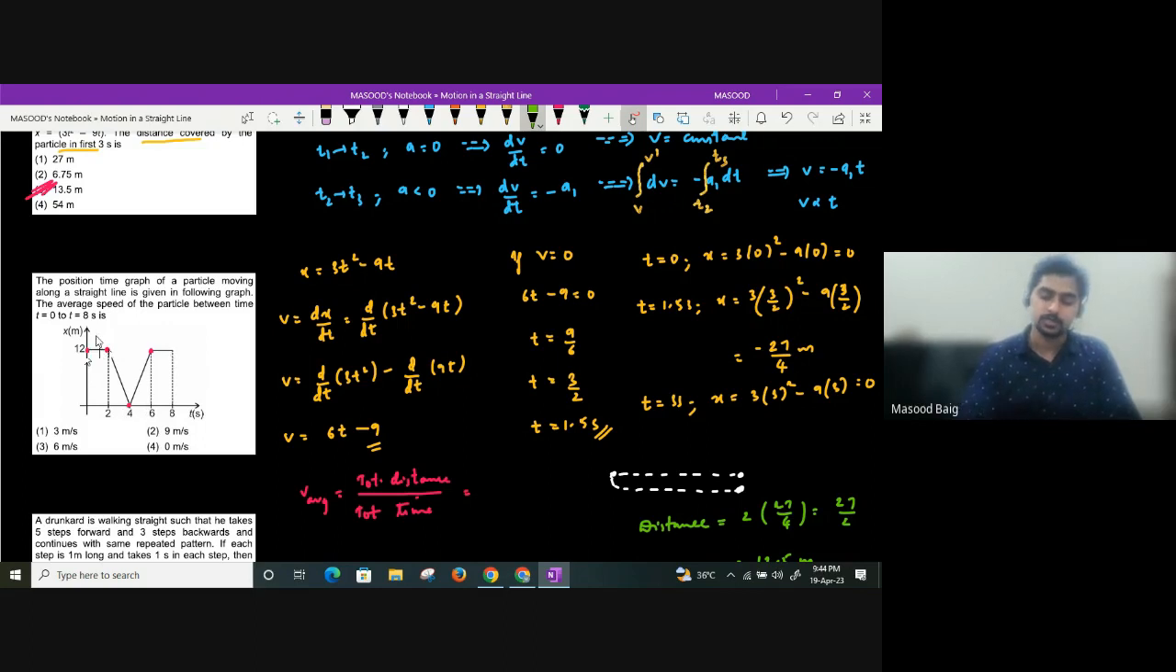So overall, what is the distance covered, guys? 12 plus 12, which you will get it as 24. So 24 you have covered in how much time? 8 seconds. So what is the average speed? 3 meter per second. Clear? Understood or not, everyone?